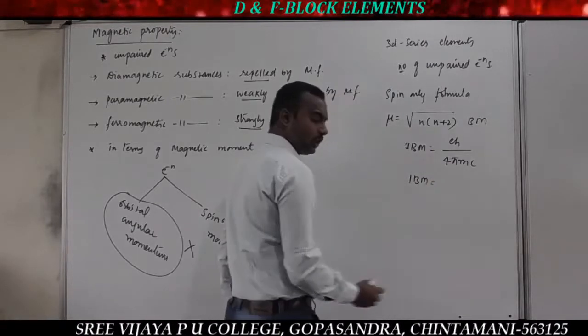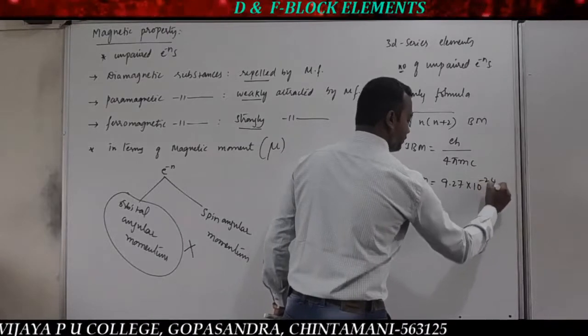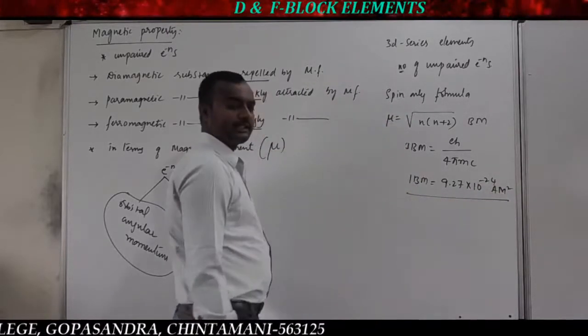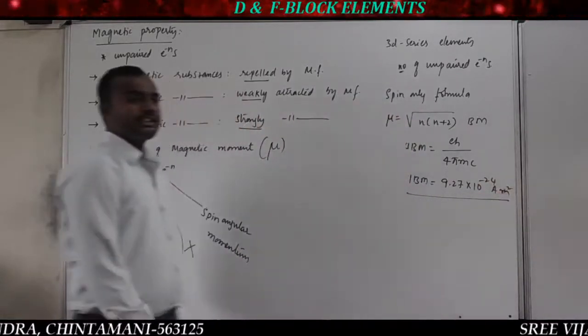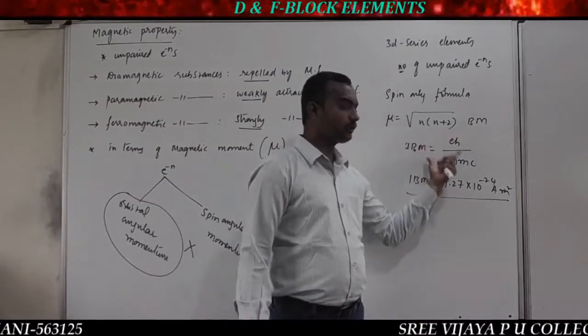One Bohr magneton is equal to 9.27 × 10^-24 ampere meter squared. So that is ampere meter square. That is small. So this is a very, very important formula, you should know it. Along with it, the values should be known. So this is for competitive exams.